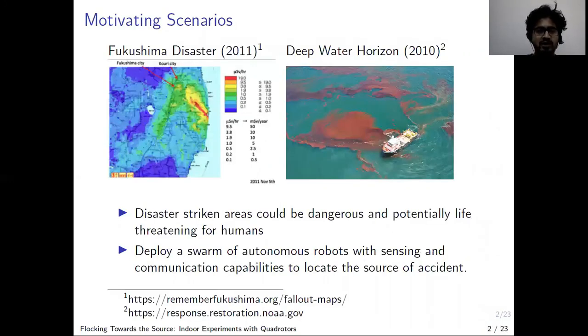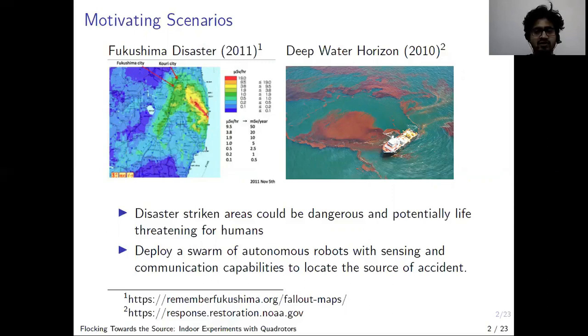Before we jump into the details, we'll first motivate the source seeking problem by considering two scenarios. On the left, you see the radioactivity level contour plot after the Fukushima disaster. And on the right, you see an oil spill scenario. One can imagine that in these scenarios, we can deploy a fleet of quadrotors or say underwater robots that could locate regions with highest concentrations of radioactivity or that of oil concentration.